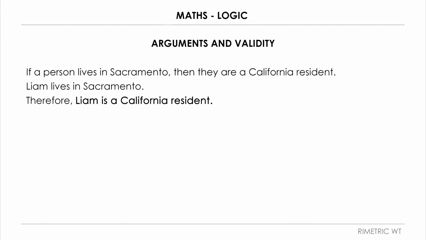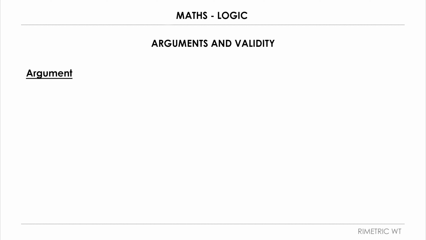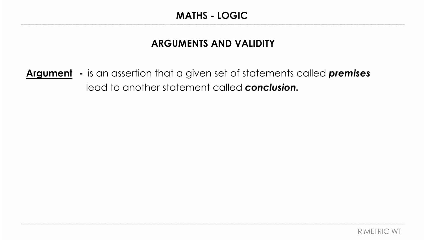All right, let's think about this together. First, let's see what an argument means in logic. In logic, an argument is simply an assertion that a given set of statements, which we call premises or hypotheses, logically leads to another statement called the conclusion. Any argument always has two parts, premise and conclusion.